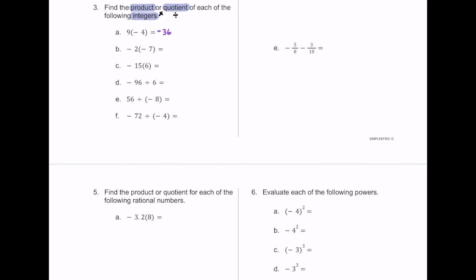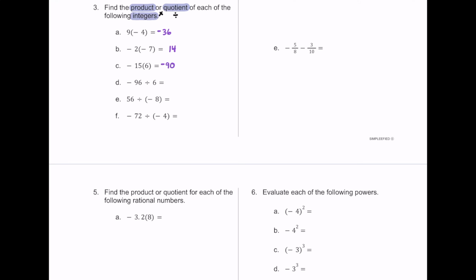For 3b, we have negative 2 times negative 7. Just multiply 2 times 7, that's going to be 14. Because we have two opposites, the opposite of 14 is just 14, so that is done. For 3c, we have negative 15 times 6, so 15 times 6 is 90, but since we have the opposite of 15, it's going to be the opposite of 90.